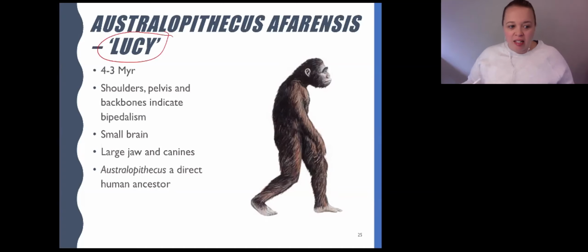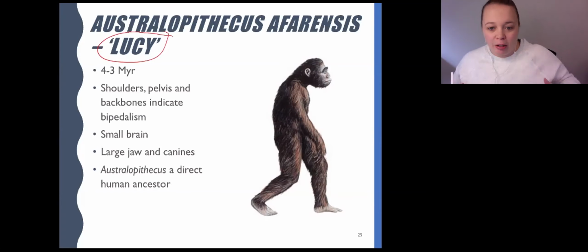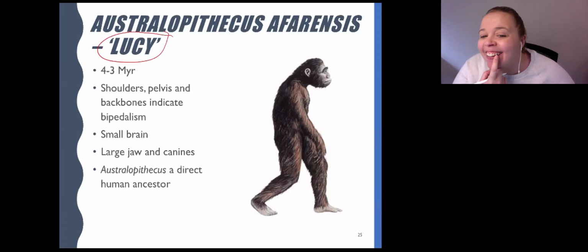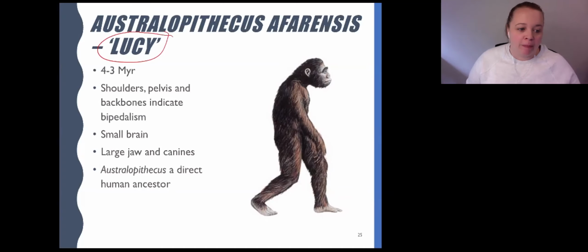Now, she has shoulders, pelvis and backbone that indicate that she was bipedal. Bipedal means 2 pedal, meaning legs. She can walk on 2 legs. She has quite a small brain, and she has a very large protruding jaw and canines. So canines are these teeth here. And I'll show you that on the skull when you come in.